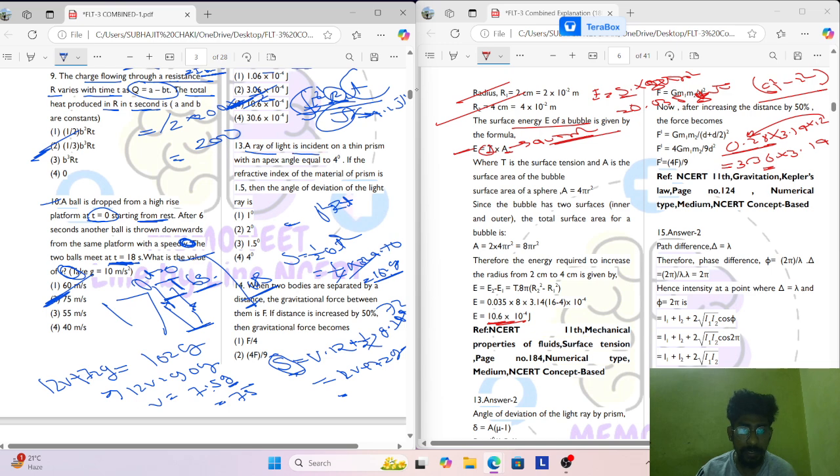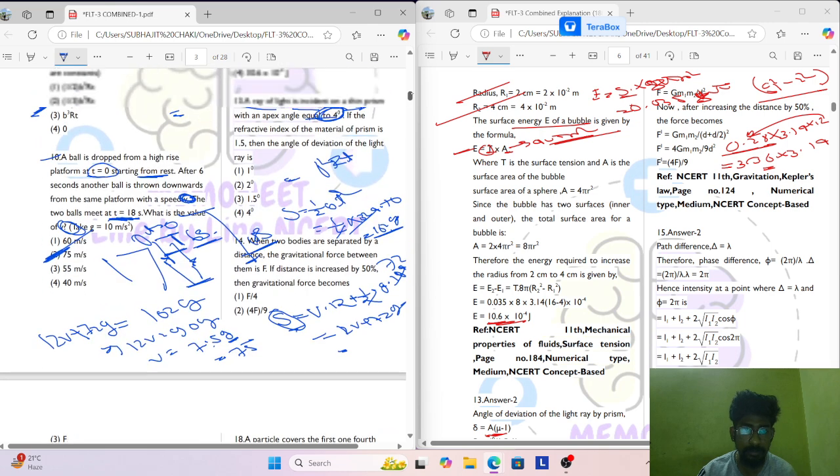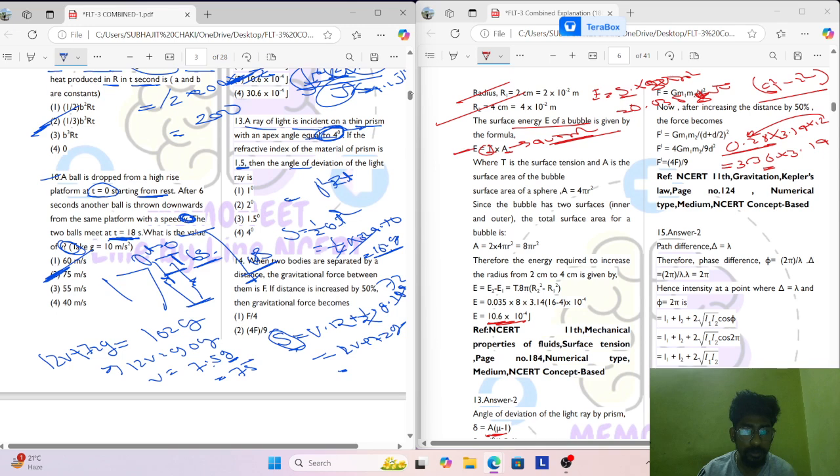A ray of light is incident on a prism with an apex angle of 4 degree. 4 degree means a very acute angle. So there is a simple formula for a small angle: delta equals A into mu minus 1. Mu is given also. So the angle of deviation you have to calculate, right? A is 4, mu is 1.5 minus 1. 1.5 minus 1 means 0.5. 4 into 0.5 means 2 degree.